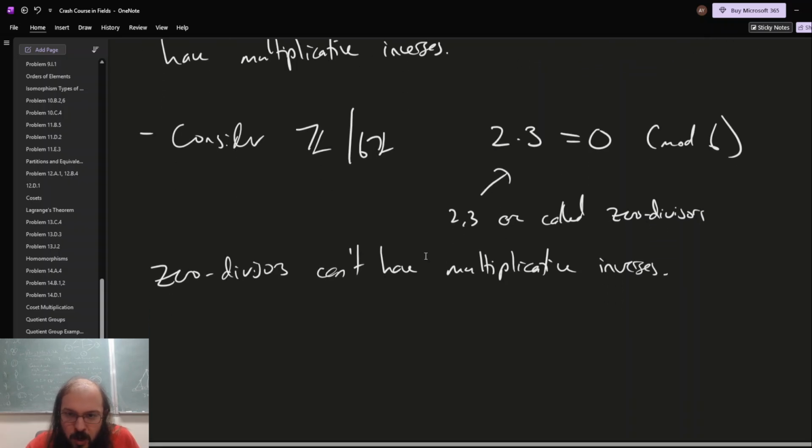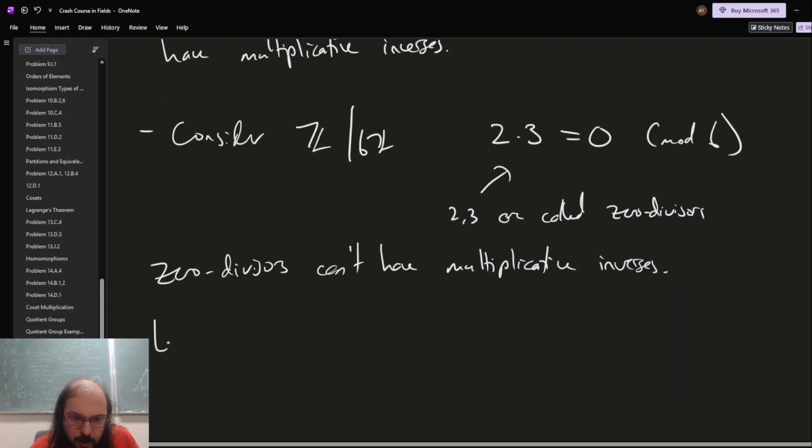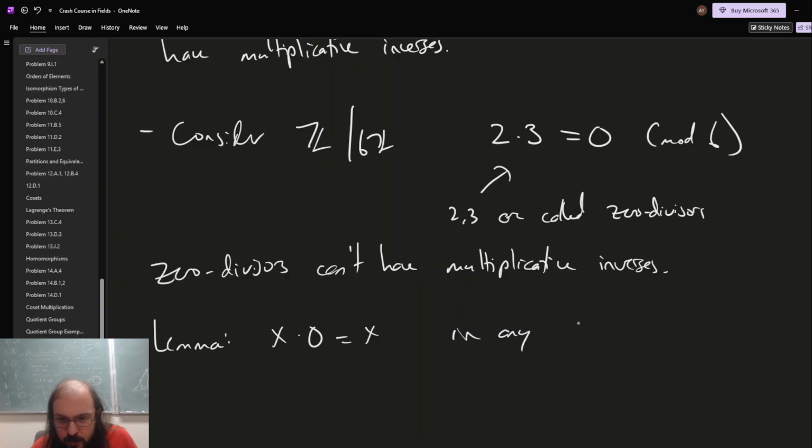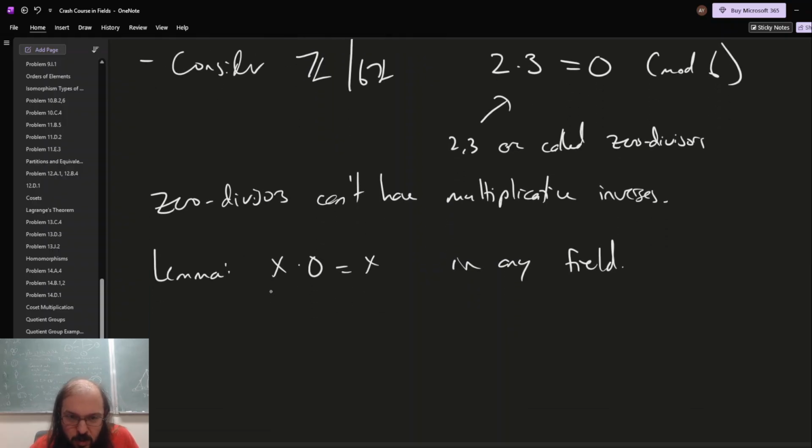Because you just get a straight up contradiction. So first, a little lemma. x times 0 equals 0 in any field. And the proof of this is the usual, right? x times 0 equals x times 0 plus 0. How many times have we seen this trick before, right?